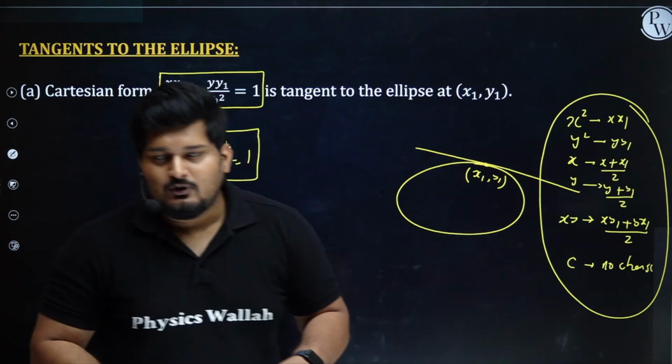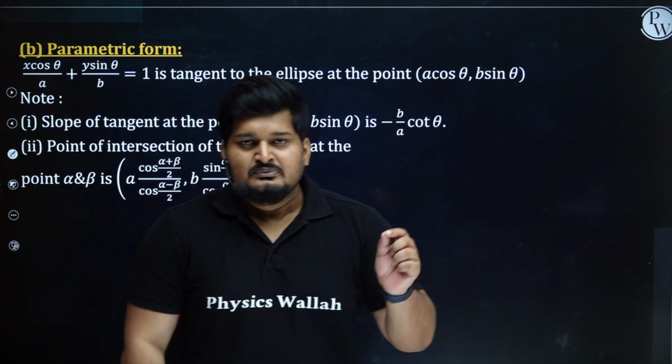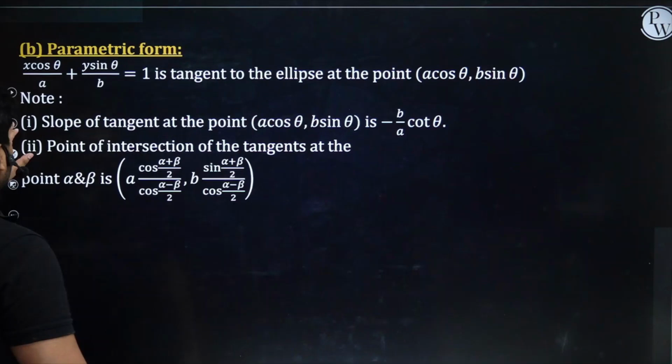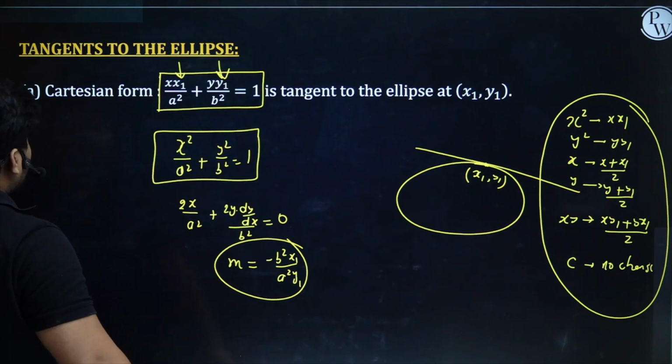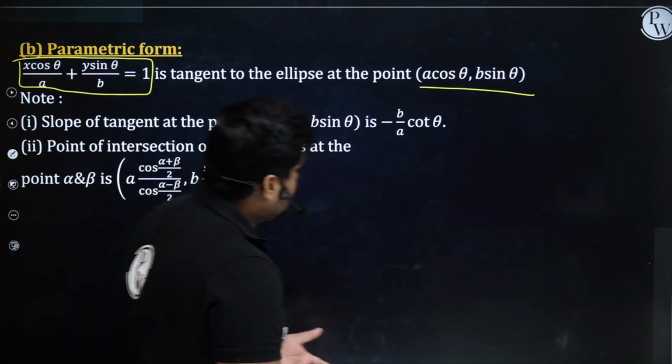We can write the parametric form also easily. For that, we are basically replacing x1, y1 with a cos theta, b sin theta. In the previous one, we just replaced it with a cos theta. Like here, this x1 and y1 get replaced by a cos theta, b sin theta. So this is what you get: x cos theta by a plus y sin theta by b minus 1 equal to 0, the tangent to the ellipse at point a cos theta, b sin theta. Clear?